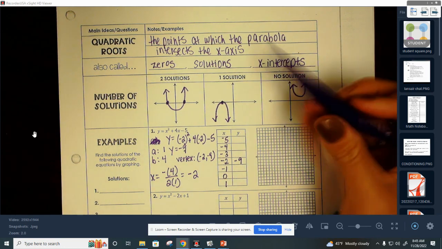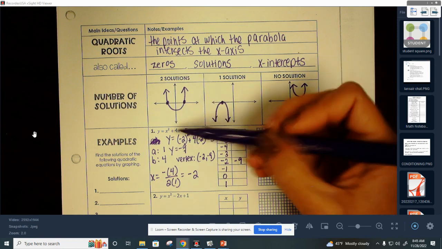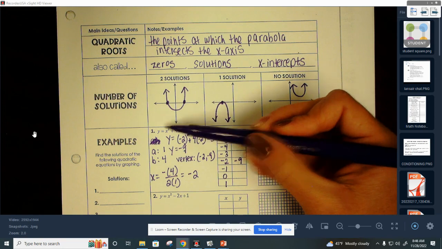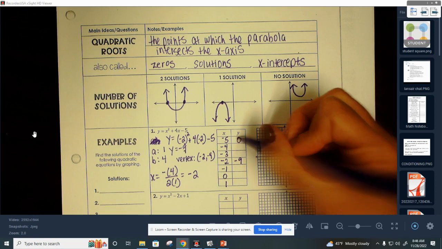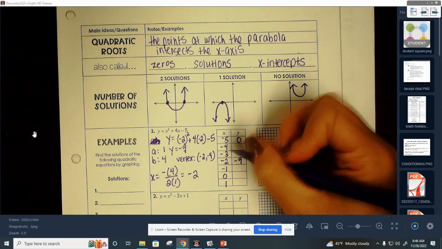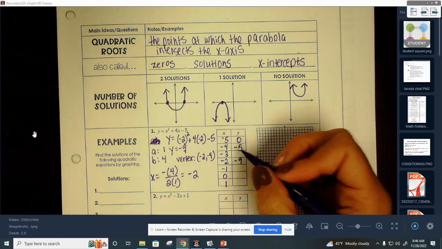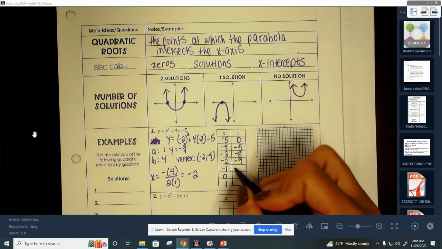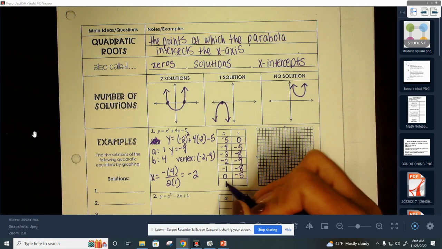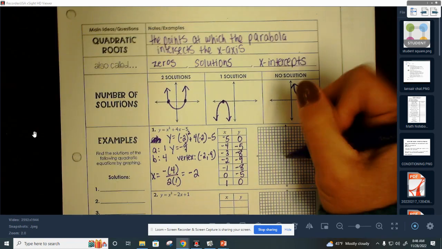Now, remember, to find your y values, you take each x value and you plug it into your original equation and solve for y. So when I plug in negative 5, I get 0. When I plug in negative 4, I get negative 5 for the y. When I plug in negative 3, I get negative 8 for the y. When I plug in negative 1, I get negative 8. When I plug in 0, I get negative 5. And when I plug in 1, I get 0. So now we're going to graph these.